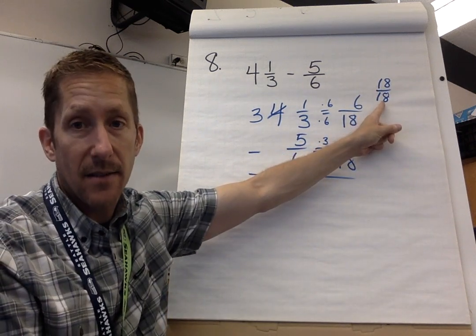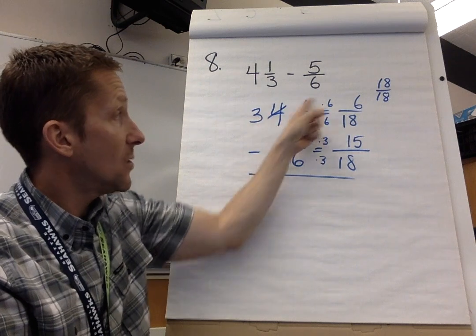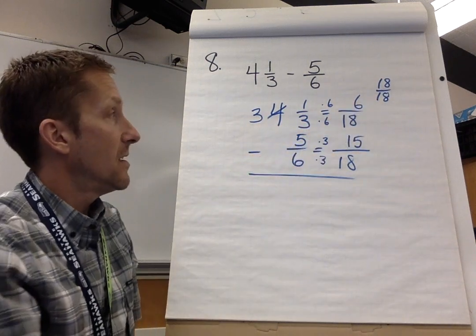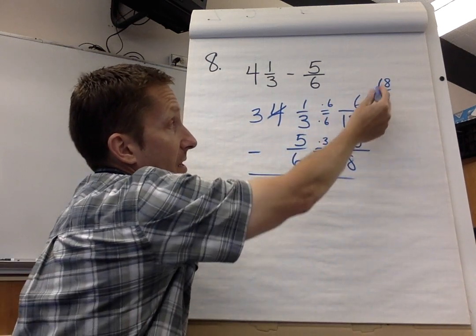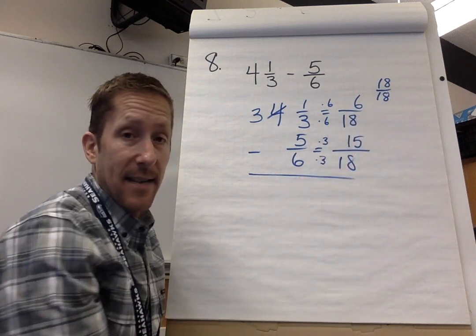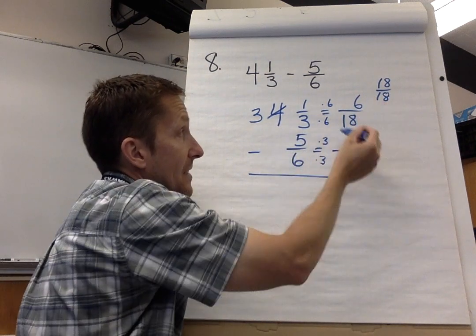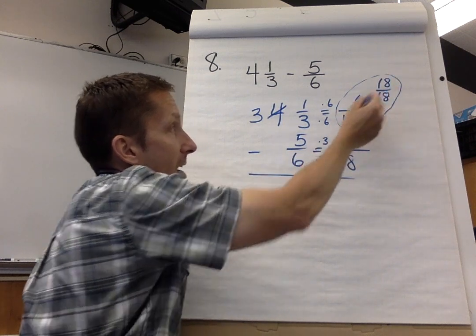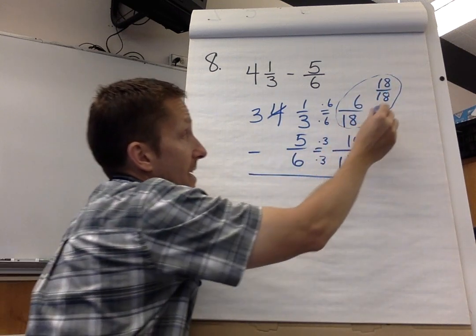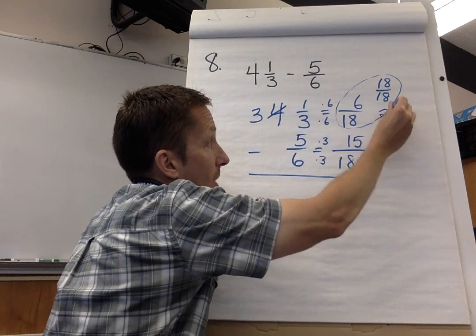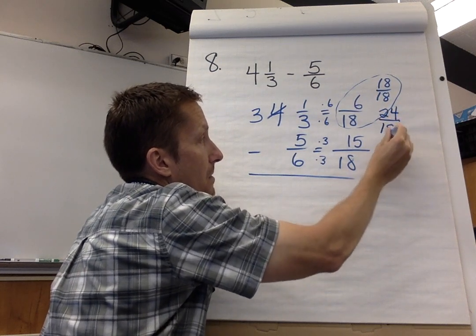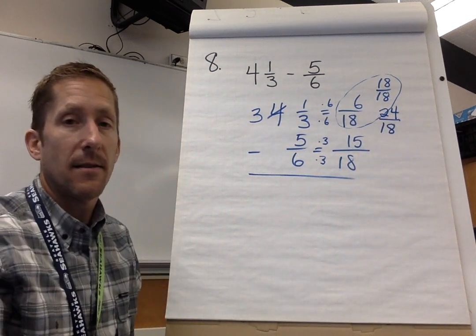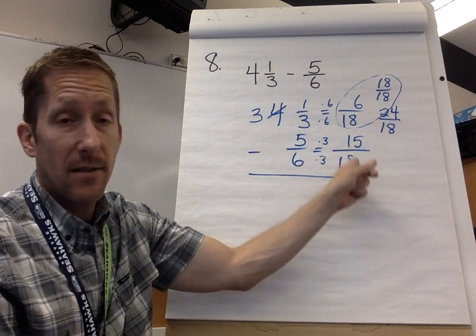18/18 is the same thing as 1. That's the 1 whole that I borrowed. I need to put these two together. I had 6/18, but I borrowed 18/18. So I combine these. 18/18 and 6/18 turns into 24/18.